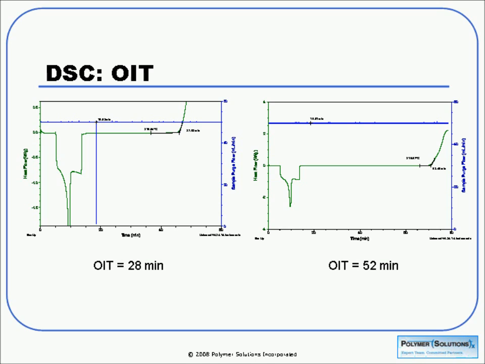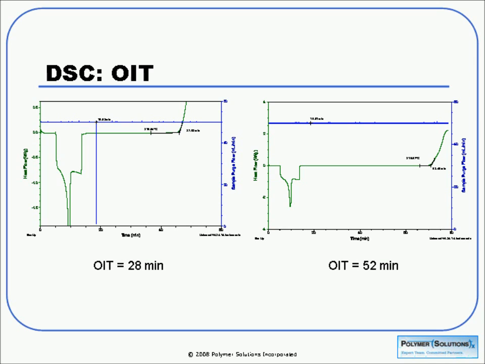And in this case, the green curves represent the heat flow of the sample, and you can see that at some point you start to see an exothermic change, and that's where the degradation is occurring. The time from where you did your gas switch until that onset is our OIT, or oxidative induction time.